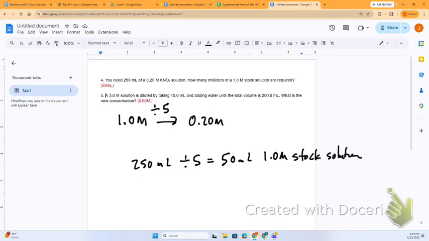So you're almost saying, hey, to go from 1.0 to 0.2, the dilution factor, we call it, is 5. Therefore, only 1/5 of my final volume should be the stock solution. The rest, the other 4/5, will be water. Either way, it works, but anyways, hopefully that helps.